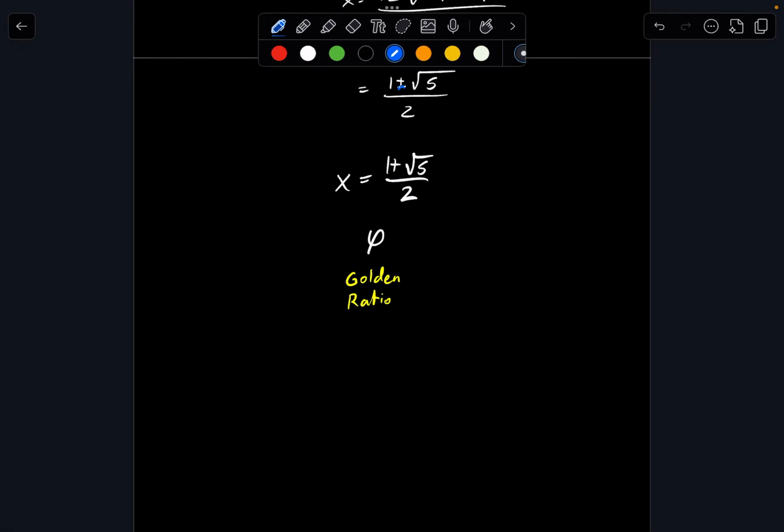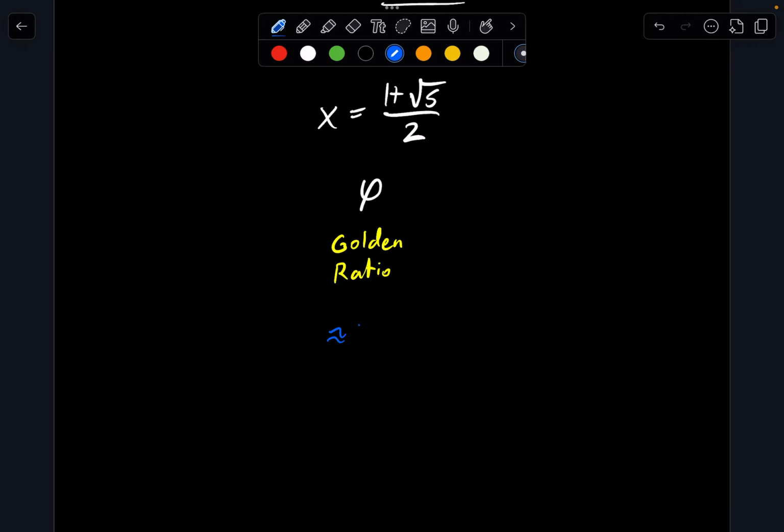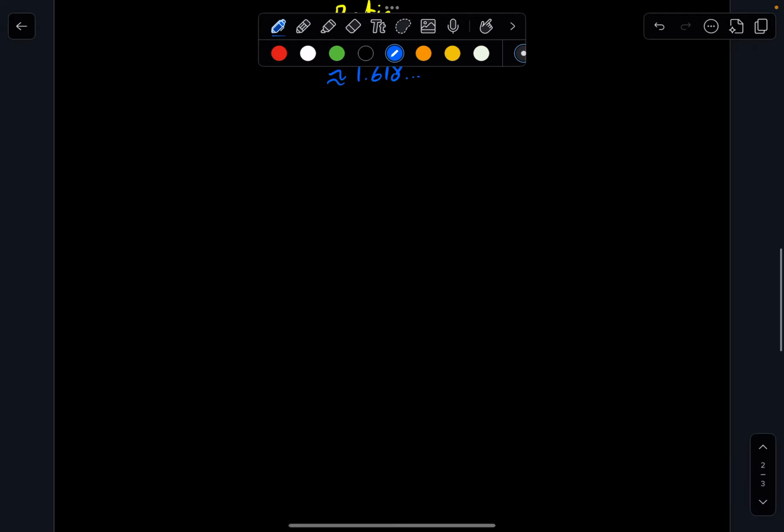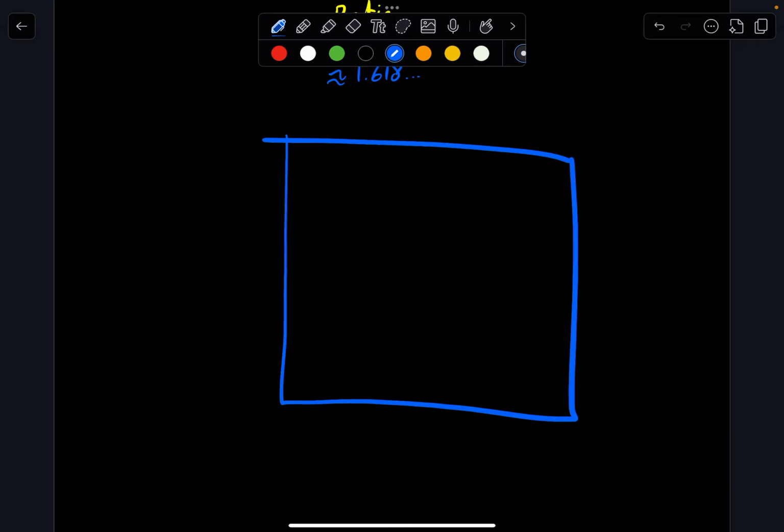But the golden ratio is approximately 1.618, and it keeps going. And it's known for its characteristics in nature as well.